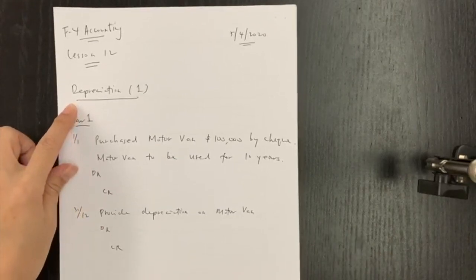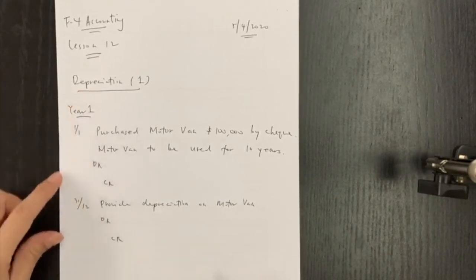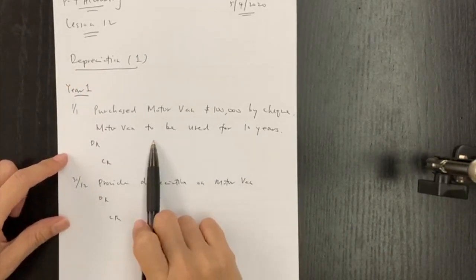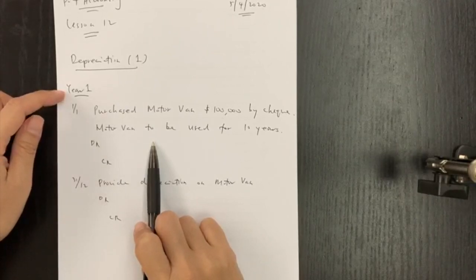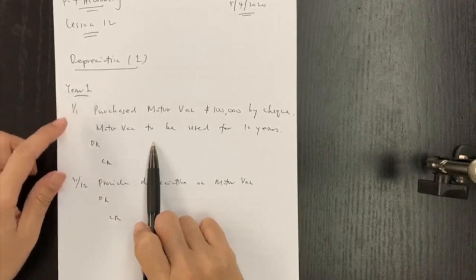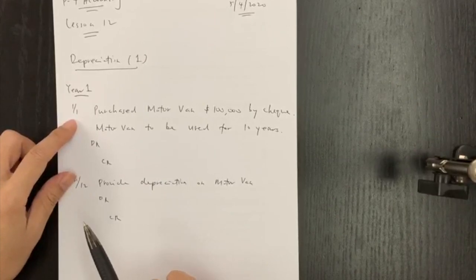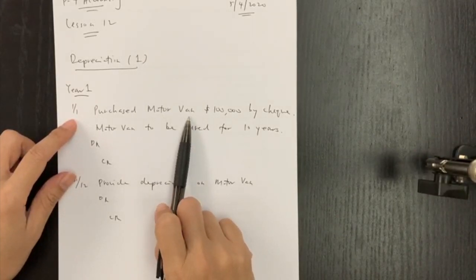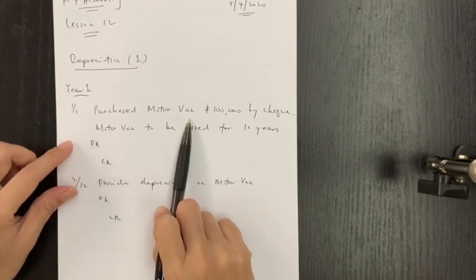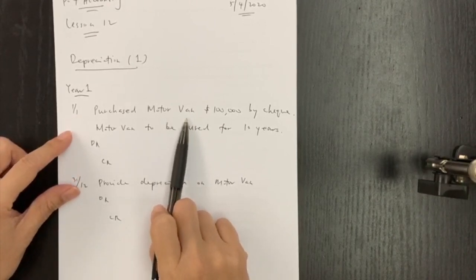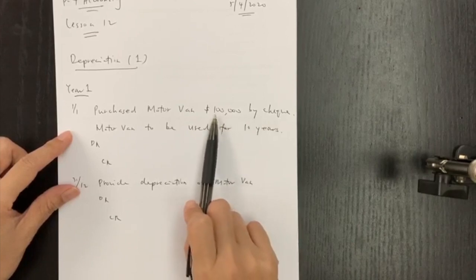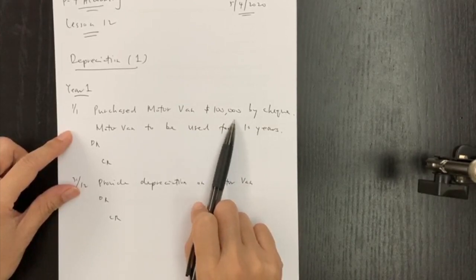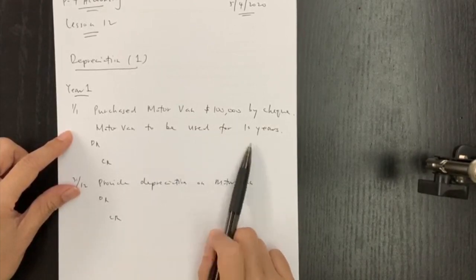Today's topic is about depreciation. And here is the example. Okay, let's say this is the first year we have our business. And then on 1st of January, we need a motor van to deliver goods to the customer. And then we bought this motor van and paid by check for this amount, and then we are going to use the motor van for 10 years.